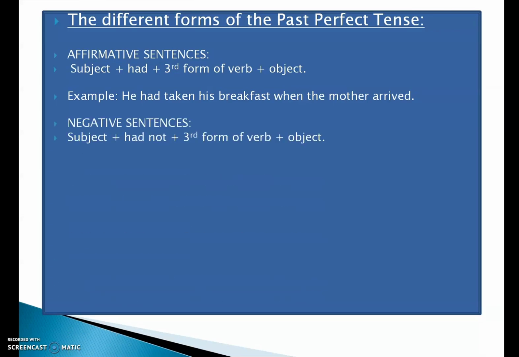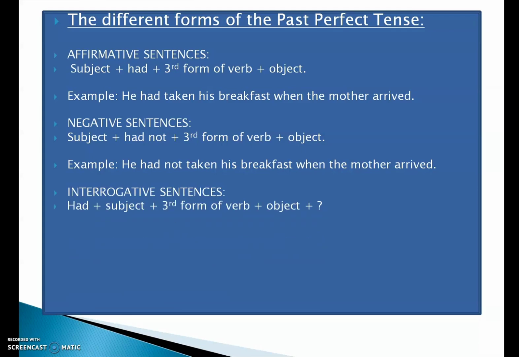Next, for the negative sentence, we will just add not. He had not taken his breakfast when the mother arrived. Just one not. Although there are two actions, okay? Don't confuse yourself that you are going to use not twice. Only once. Negative sentence. He had not taken his breakfast when the mother arrived, with the first action only. Okay? And then finally, with the interrogative sentence, had, subject, third form of verb and object. For example, had he gone to the theater?